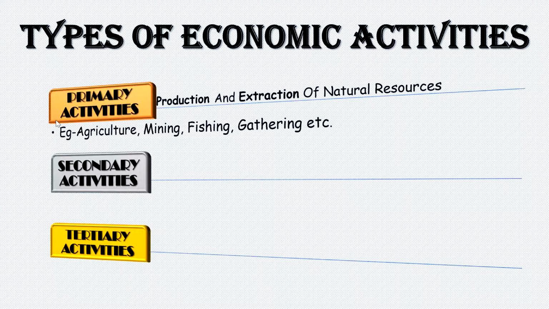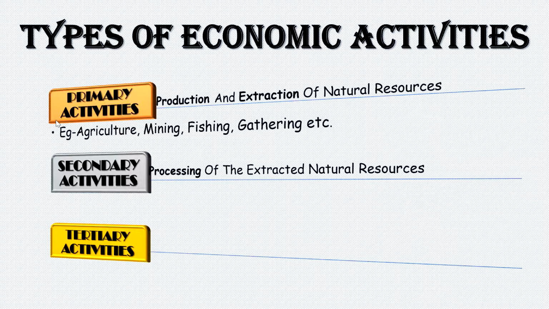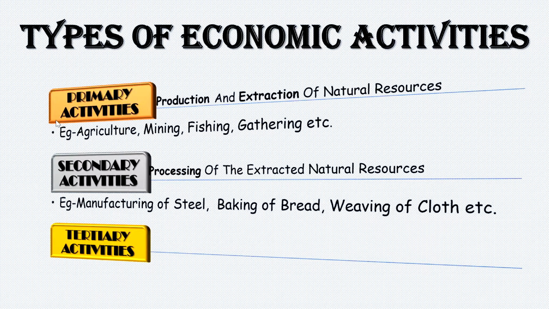When we come to secondary activity, we come to know that it is the processing of the extracted natural resources, which means how they are developed so that they can be used by us in a proper way. Some examples are manufacturing of steel, baking of bread, weaving of clothes, etc. Of course, we cannot use steel in its raw form only. We have to manufacture it. Then only we can use it. Right? So all this is done in secondary activity.